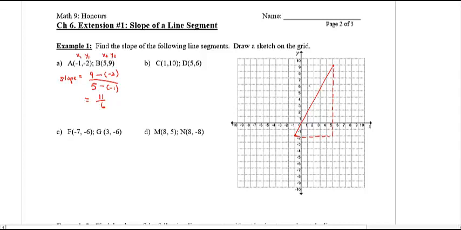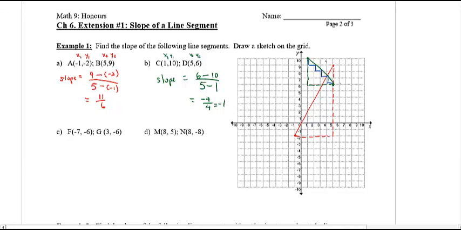Okay, C, 1, comma 10, and 5, comma 6. Let's label. Slope equals y sub 2 minus y sub 1 all over x sub 2 minus x sub 1. Negative 4 over 4. That's the same thing as negative 1. Let's take a look. 1, 2, 3, 4 down, 1, 2, 3, 4 across, which is the same thing as me going 1 down, 1 across, 1 down, 1 across, 1 down, 1 across, 1 down, 1 across. Same thing.